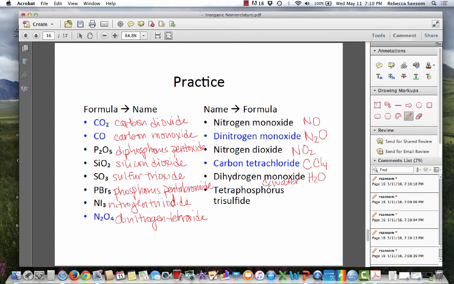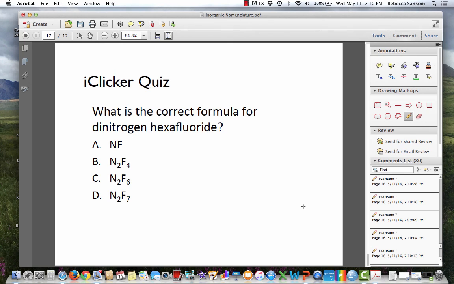Yay! That's a smiley face right there. Tetraphosphorus trisulfide. That's going to have 4 phosphoruses and 3 sulfurs. There you go. That's covalent naming in a nutshell. I believe we're done. We could do the iClicker quiz, but you don't have iClickers right now. So we'll finish here. Congratulations, you made it to the end!